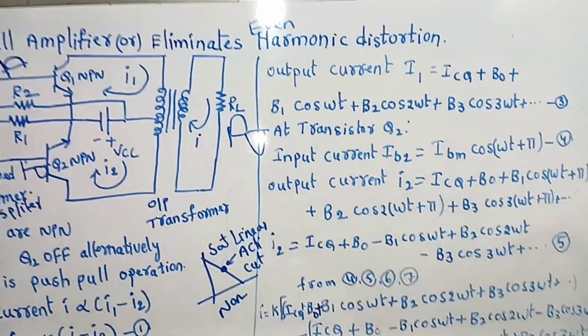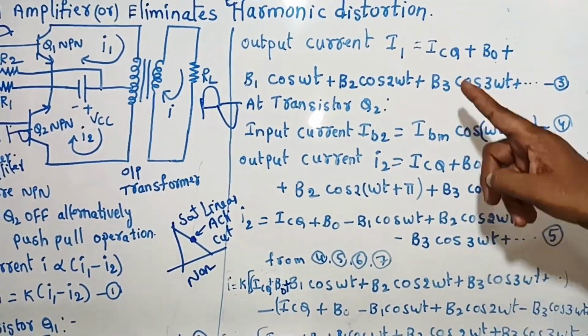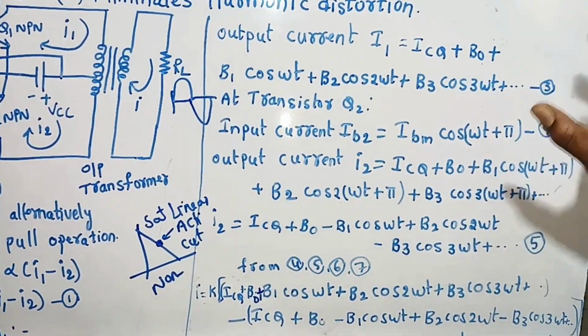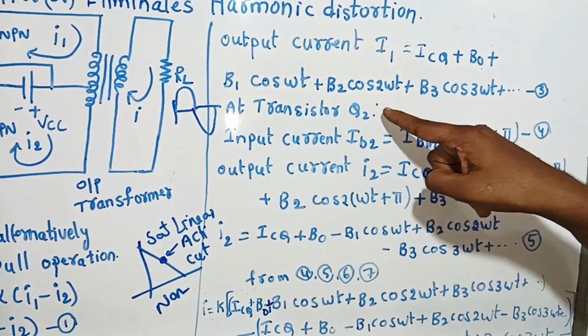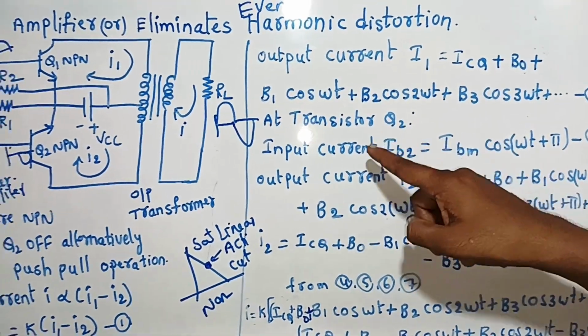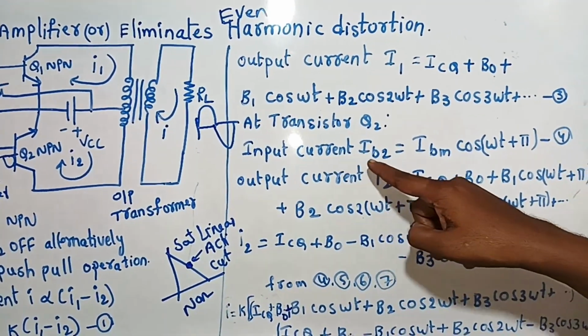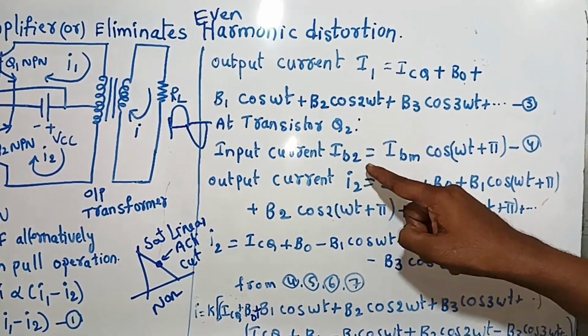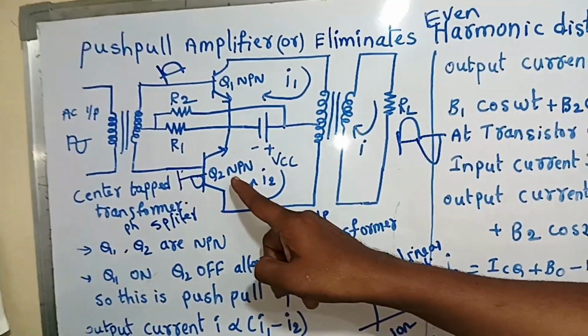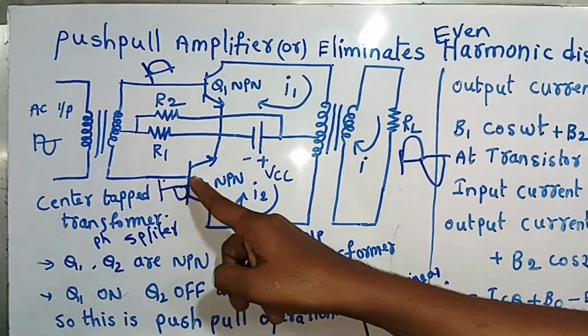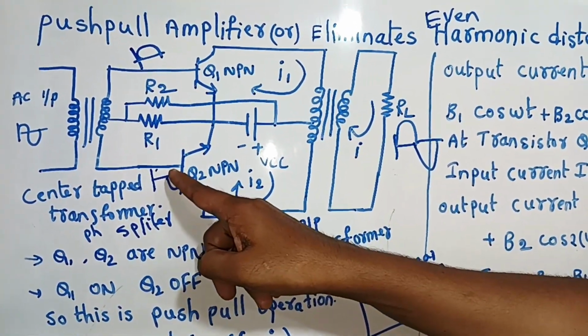You may take n number of harmonics. That I am considering as the third equation. Similarly, go to transistor Q2. At transistor Q2, the input current applied at base 2 is IB2. See here, this is the second transistor Q2. Here the input current is IB2.